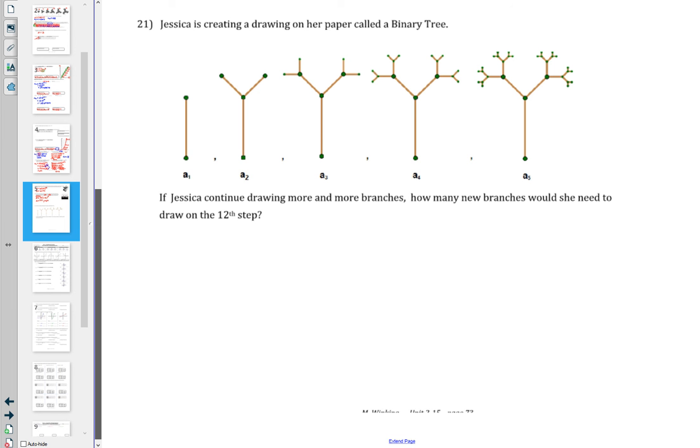Jessica's creating a drawing on her paper called the binary tree. If Jessica continues drawing more branches, how many new branches will she need by the 12th step? Well, let's see. So we're just talking about branches, so they all have the original branch, and then I would say this is 0, then this is 2 because there's 2 branches, then this is 6.